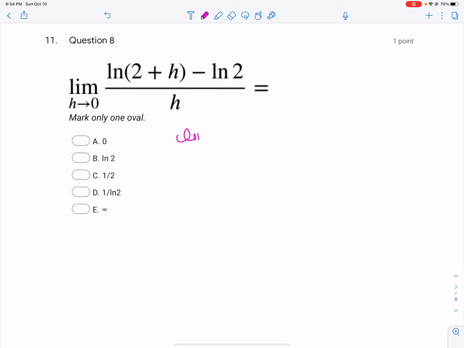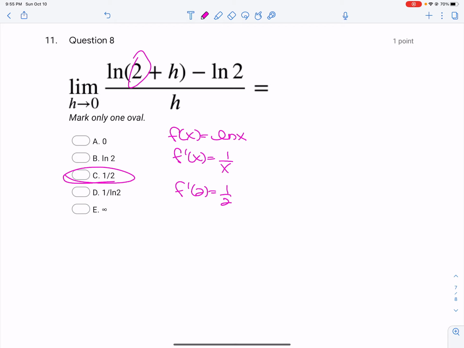So the limit as h approaches 0 represents the definition of the derivative. So f of x is equal to ln of x. The derivative of ln is 1 over x. I'm looking at it at 2. So f prime of 2 is equal to 1/2.